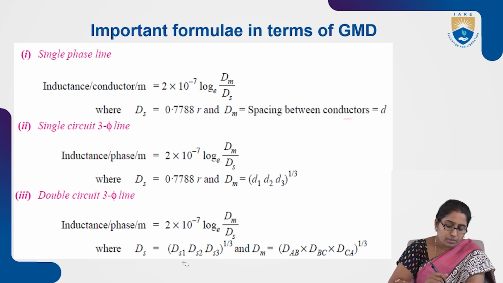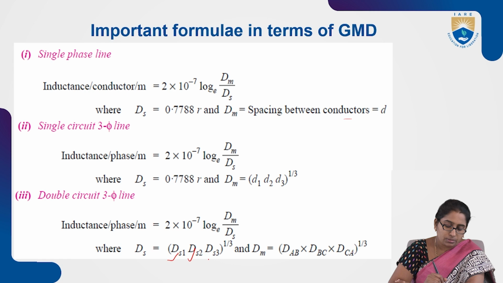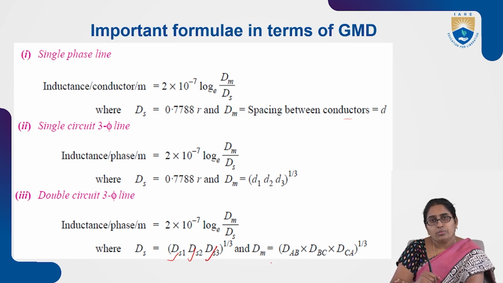What is Ds1, what is Ds2? Ds1 is the self GMR of phase 1, then the self GMR of phase 2, and the next one for phase 3. We'll see a problem, then it will be more clear.